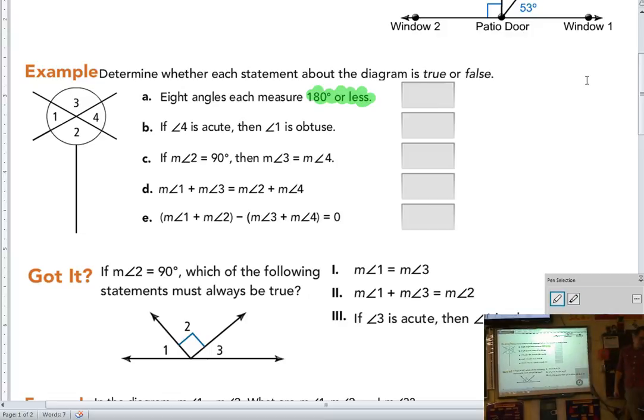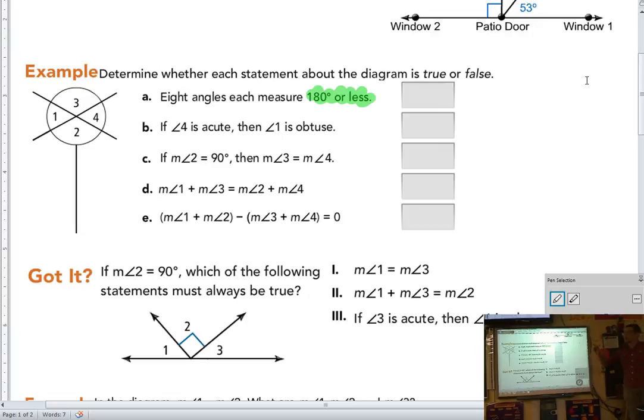So, let's use some cards here. Part A: 8 angles, each measure 180 or less. What did you think for that? I thought false. You thought false? Who thinks false? This one's a really tough one. Who thinks true? Who's not quite certain?